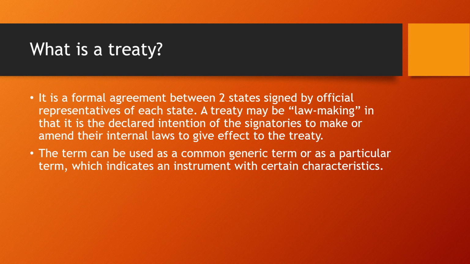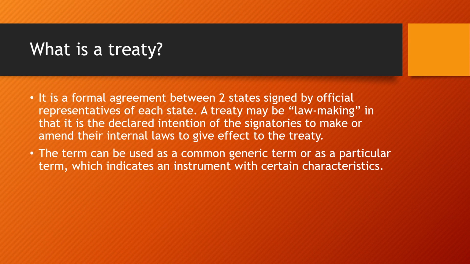Today's topic is treaty, so we'll start with treaty first. A treaty is a formal agreement between two states signed by official representatives of each state. A treaty may be lawmaking in that it is the declared intention of the signatory parties to make or amend their internal laws to give effect to the treaty.